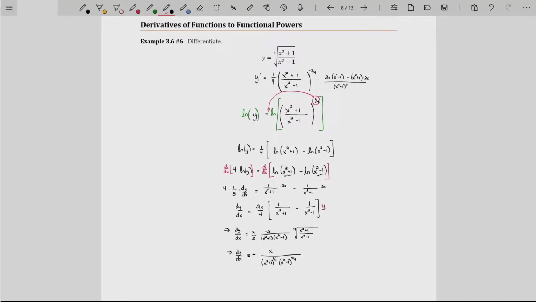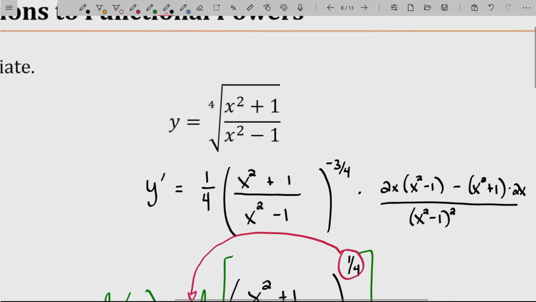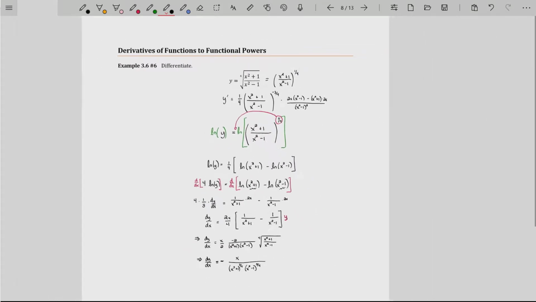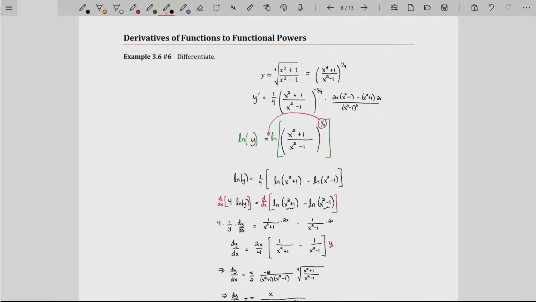Now, let's see what I mean by derivatives of functions to functional powers, because this is actually a function to a constant power. This is the function x squared plus 1 over x squared minus 1 to the constant power of 1/4. But functions to functional powers, these are dangerous. These are what you have to pay attention to in this lecture.